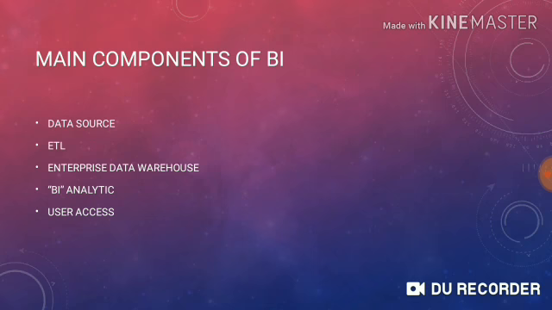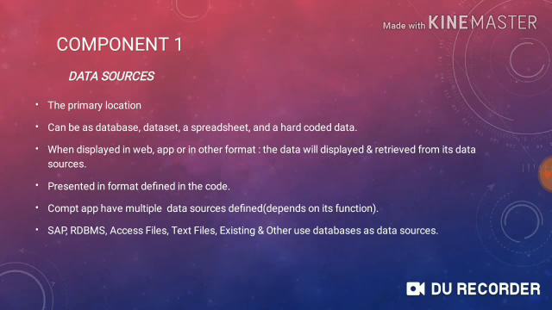Main components of business intelligence: data source, ETL, enterprise data warehouse, business intelligence analytics, user access. Data source or source data is the primary location. It can be a database, data set, a spreadsheet, and hard-coded data. When data is displayed, the data is retrieved from its data source and presented in the format designed in the code. The applications on computer of data source are listed on the diagram, helping reduce paperwork data into digital work data.